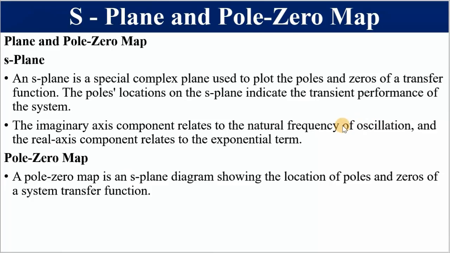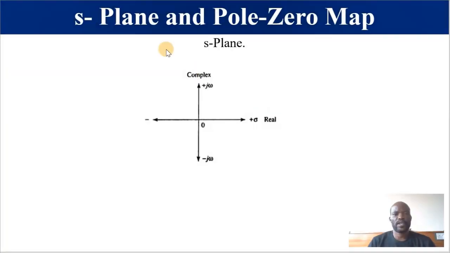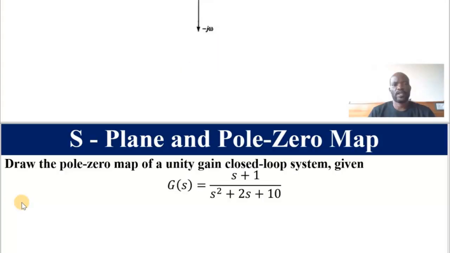Don't worry about this. The pole and zero map is an S-plane diagram showing the location of poles and zeros of a transfer function. Let's proceed and see what an S-plane is like. This is our S-plane. We've got the complex quantity and the real quantity, j omega and sigma. Please, this is where we are going to plot our poles and the zeros in the S-plane.